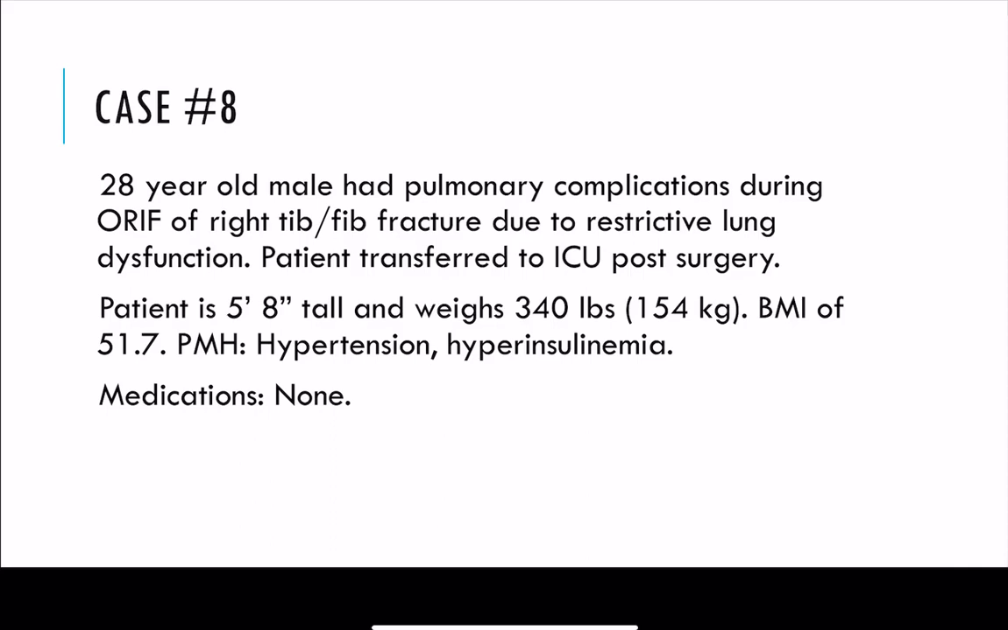He was 5'8" and he weighed 340 pounds. His BMI was 51.7. His past medical history was hypertension and hyperinsulinemia, and he wasn't on any medications. So you will see nowhere in here where you can point a finger at why they were saying that he had a restrictive lung dysfunction in terms of a pulmonary disease, right? Hypertension and hyperinsulinemia do not give somebody a lung disease. So why was this patient having such serious restrictions on their ability to get oxygen that he ended up in the ICU after a broken leg?